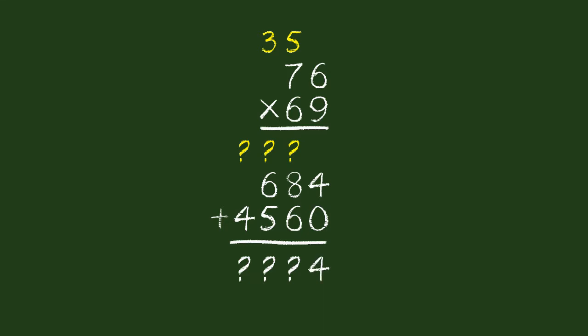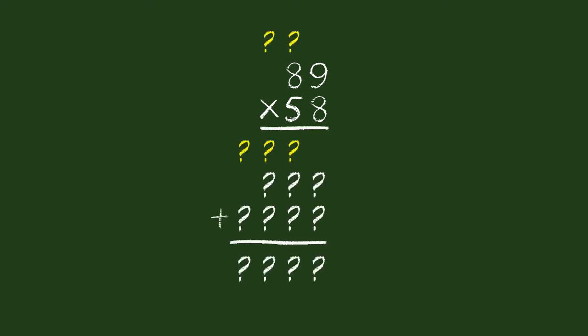Now we can add the 2 answers together using the carry locations if we need them. After adding the 2 answers of the separate multiplication problems together, we get the actual answer. So 76 times 69 equals 5,244. Let's try another one.